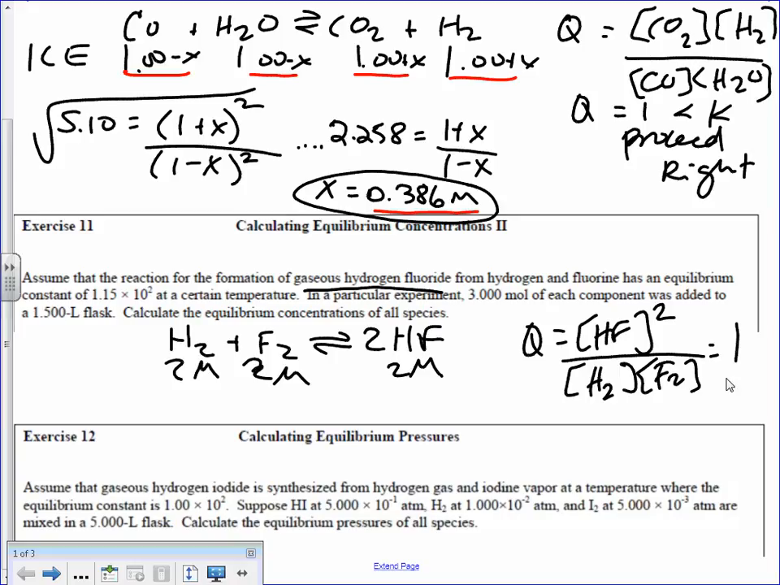So then, is 1 less or greater than K? Way less, right? K is like 115. So that's less than K. So which way does it proceed? Towards the product. Towards the product.